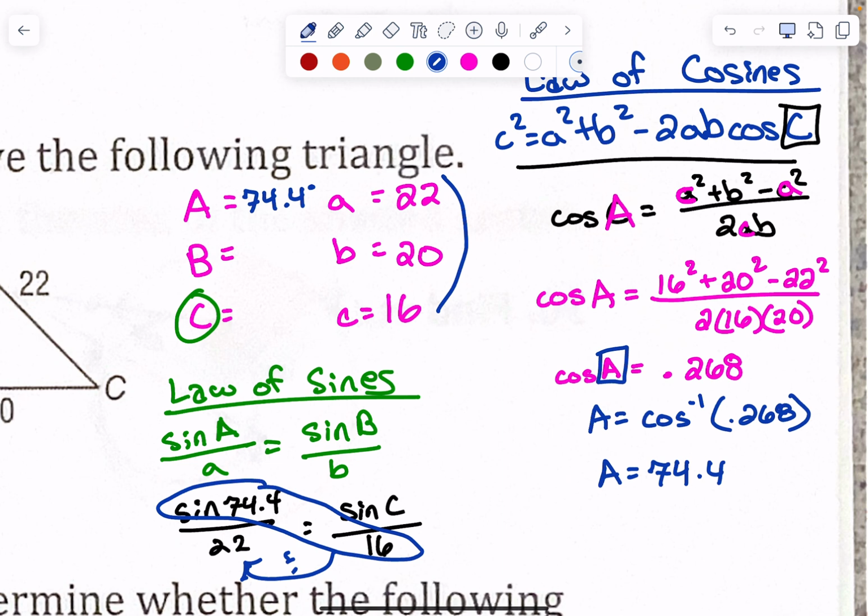I got 44. I got a math error. You didn't do it right then. And then they all add up to 180, so we can use that to solve for B. So add those together and subtract from 180. That is how we solve for B.